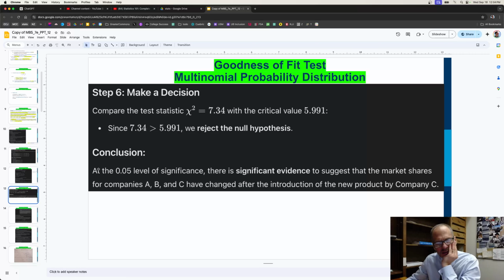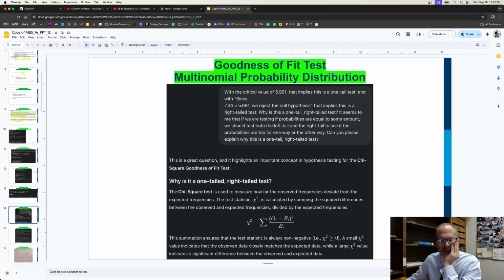So the conclusion, ladies and gentlemen, is at the 0.05 level of significance, there is significant evidence to suggest that market shares for companies A, B, and C have changed after the introduction of the new product by company C. So here's where I asked ChatGPT that question, and it's like, this is a great question. I really like that. And I asked it why this is just a right-tailed test as opposed to a left-tailed test, or a two-tailed test.